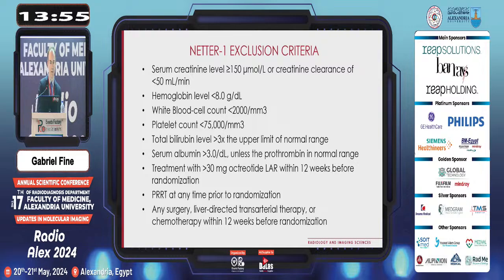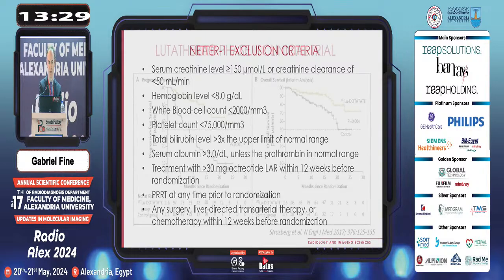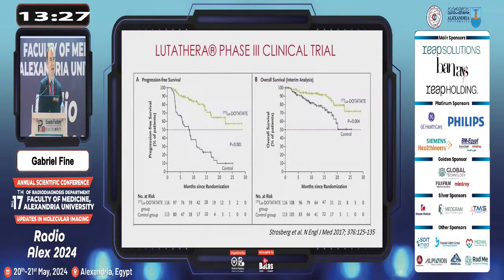For exclusion criteria, for all intents and purposes, they had to have decent renal function, decent bone marrow function, and decent liver function. The treatment with octreotide greater than 30 milligrams had to be within 12 weeks before randomization, and they couldn't have had PRRT at any time prior to randomization, and any surgery, liver-directed therapy, or chemotherapy within 12 weeks.